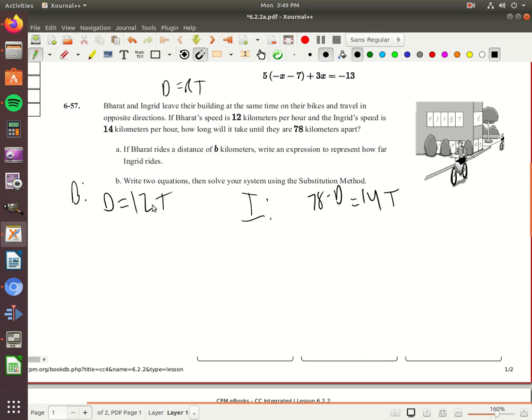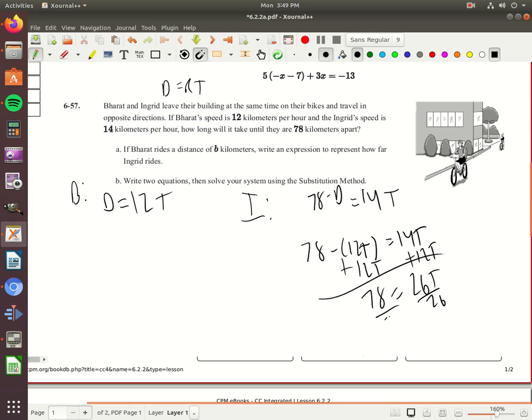So long story short, d equals 12t. So I'm going to go over here. I'm going to take out the d, and I'm going to replace it with 12t equals 14t. I'll add 12t to both sides. I get 78 is equal to 26t. Divide by 26. So 3 equals t. So time is 3 hours.